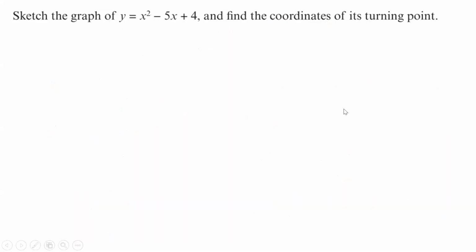And last one, sketching graphs and finding turning points. So a few different ways of doing this. Personally, for me, I'd complete the square and solve it that way. There are multiple ways of doing this. So I'm going to do it twice and then I'll sketch underneath.